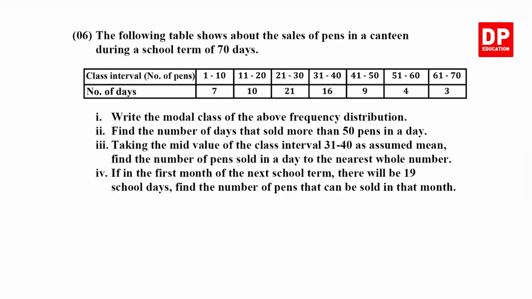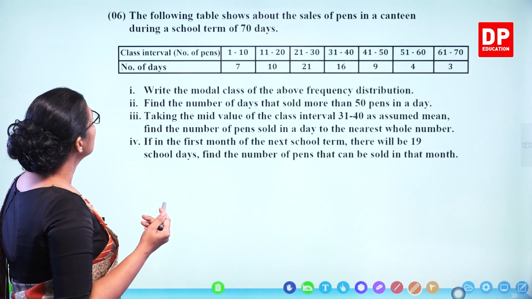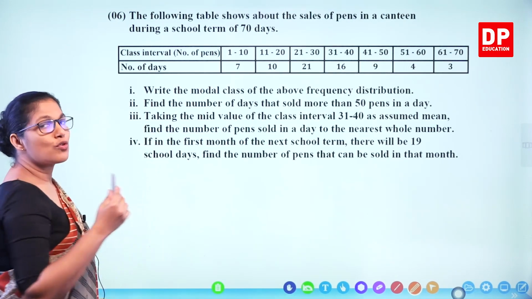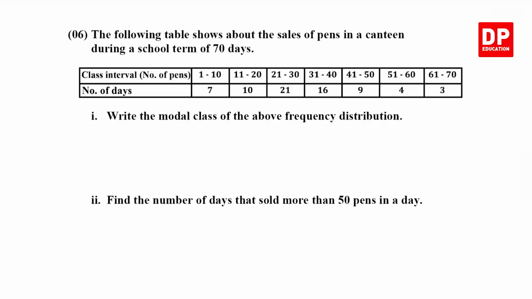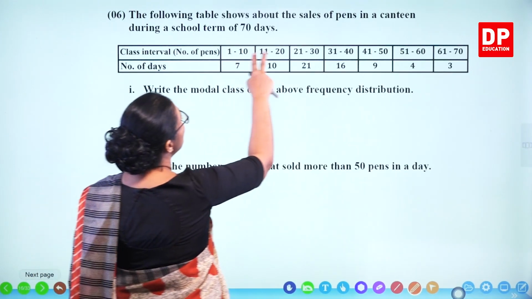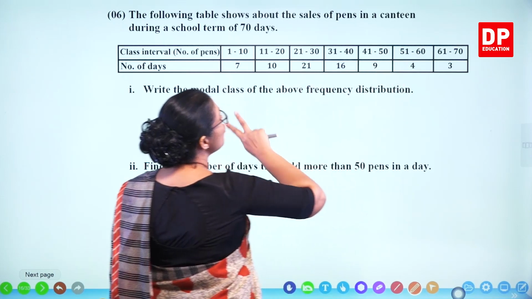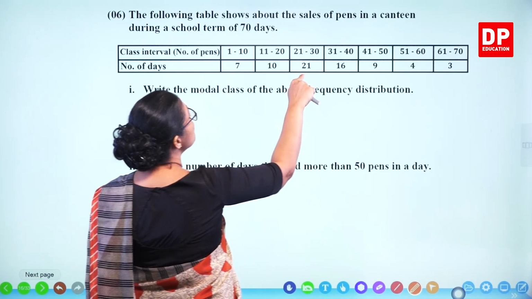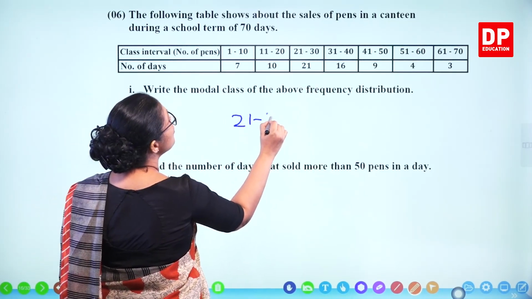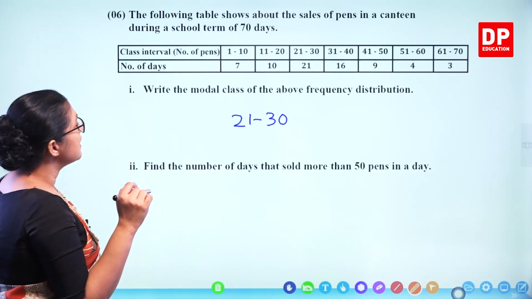Question number 6. The following table shows the sales of pens in a canteen during a school term of 70 days. And you get 4 parts. So this is a statistics question. So we'll do separately. Write the modal class of the above frequency distribution. In this one, the widths are all the same, so you can straight away look at the frequency. The one which has the highest is 21. So that means 21 to 30 is the modal class.